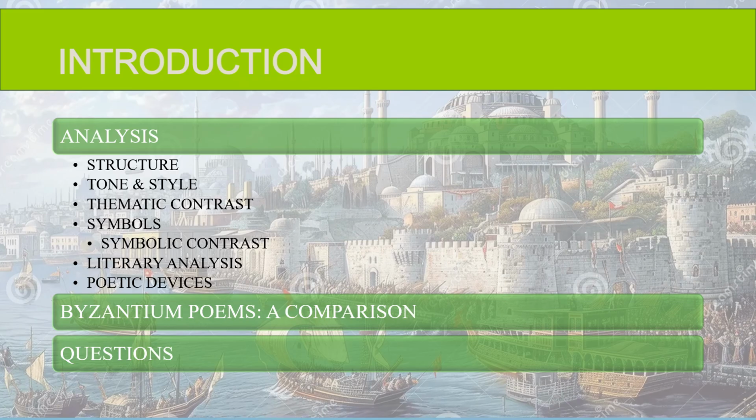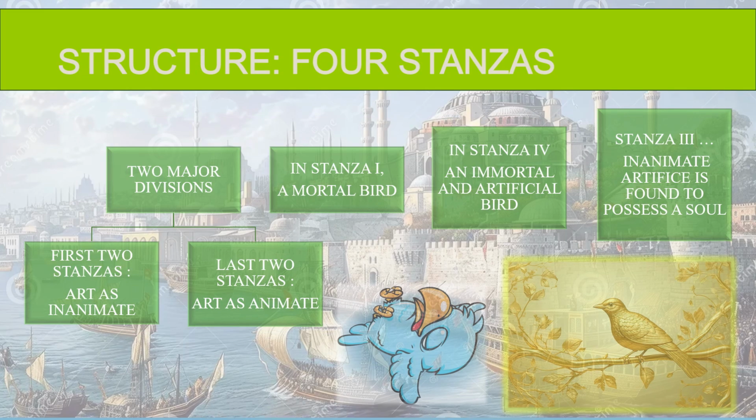In this video, we would be having a critical analysis of this poem. In the analysis, we would have a look at the structure, the tone and style, thematic contrasts, the symbols, symbolic contrast, the literary analysis, the poetic devices, a comparison of the two Byzantium poems, and the important questions. So let's look at the structure first.